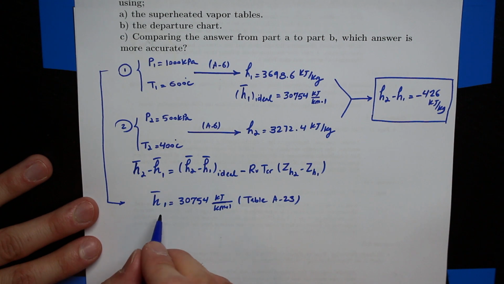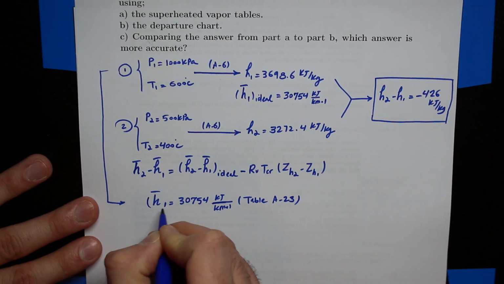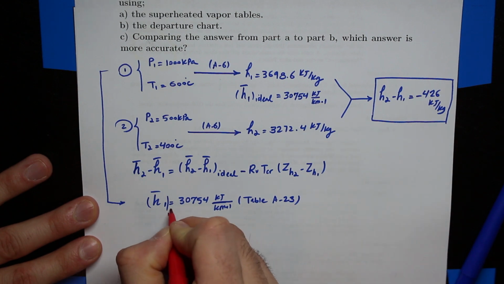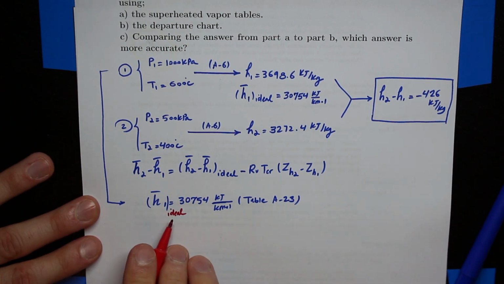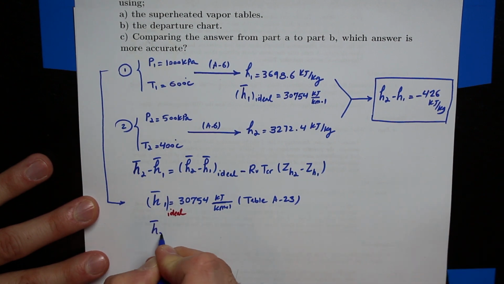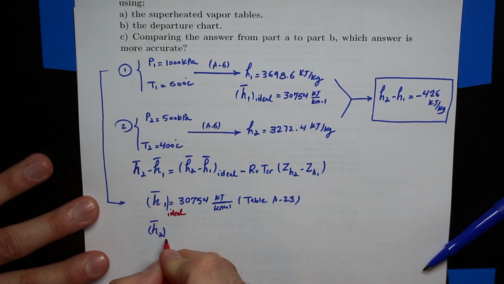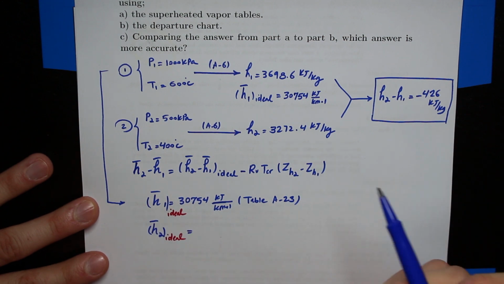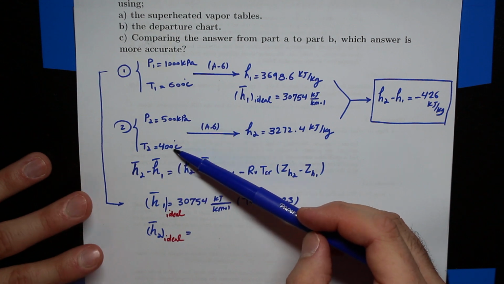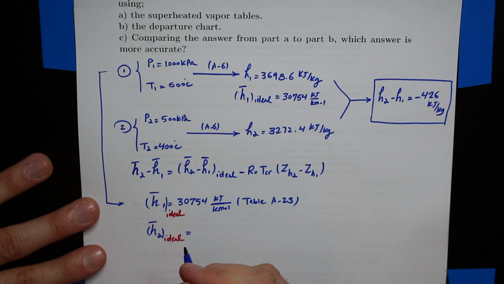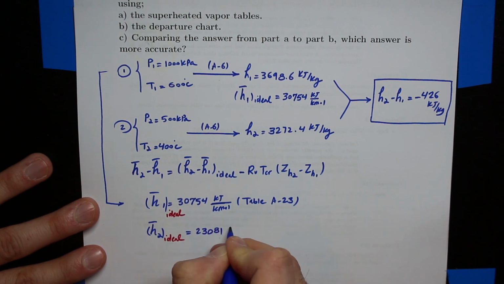And by the way, this is H bar 1 ideal, if we assume the steam is behaving ideally. So I added this ideal subscript. I will do the same thing, H bar 2 ideal, assuming that steam is behaving ideally. And what I would do, I'm going to use the temperature, go to the same table A23 and obtain H bar, and that will be 23,081.